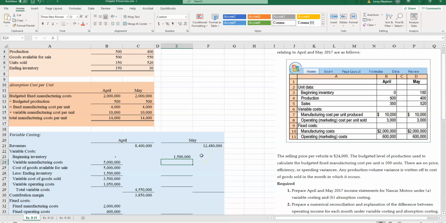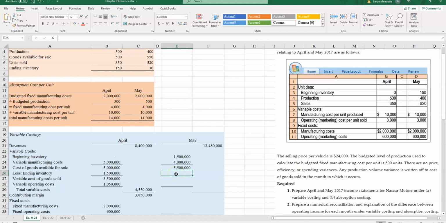Now, how much in variable manufacturing cost did I actually incur in the period? Well, I actually produced 400 units. So I'm going to take my 400 units and multiply that by my variable manufacturing cost per unit, and that would give me $4 million. So what are my cost of goods available for sale? Again, my cost of goods available for sale is always my beginning inventory plus variable manufacturing costs. So when I add those two up, I have $5,500,000 in cost of goods available for sale.